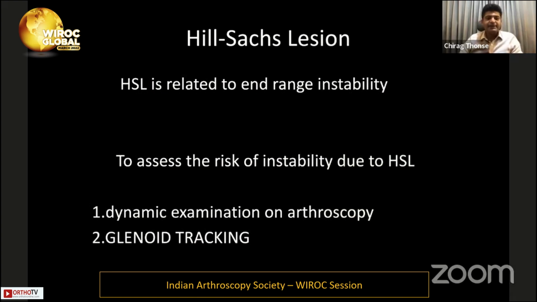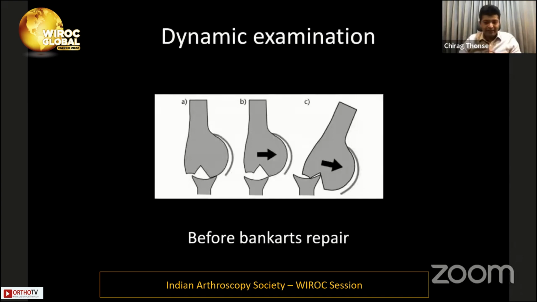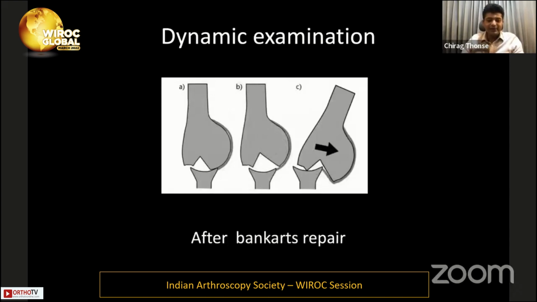Hill-Sachs lesion. A Hill-Sachs lesion is related to end-range instability. To assess the risk of instability due to a Hill-Sachs lesion, one could either have a dynamic examination on arthroscopy, or one could follow glenoid tracking. Now, why dynamic examination? Before a Bankart's repair, if one were to assess glenoid engagement of the Hill-Sachs lesion, this would be a false predictor as compared to after the Bankart's repair.